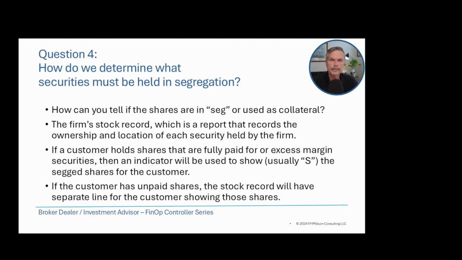All right, let's turn our attention to the firm's stock record, because it's from there we'll be able to determine how many shares are required to be in seg for a specific security. So when you're going down through the stock record, you're going to see that for each customer, if they have fully paid for shares or excess margin securities, then there's going to be an indicator, and that's usually an S, that shows that these shares should be segged. Now, if a customer has unpaid for shares, then the stock record will have a separate line item for the customer showing those shares.